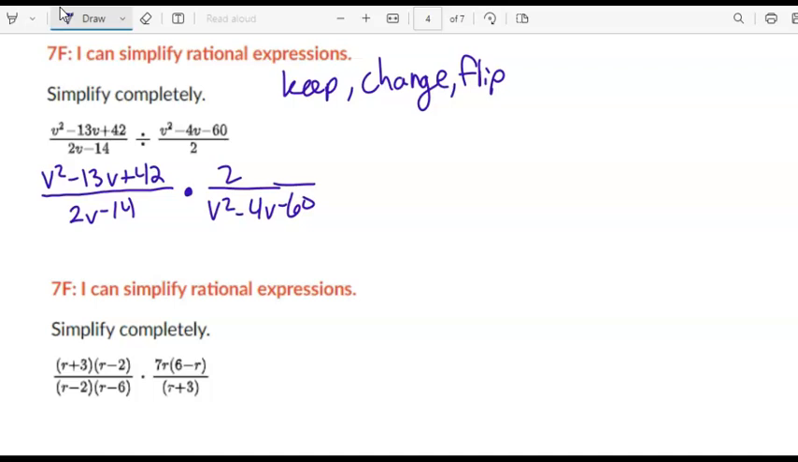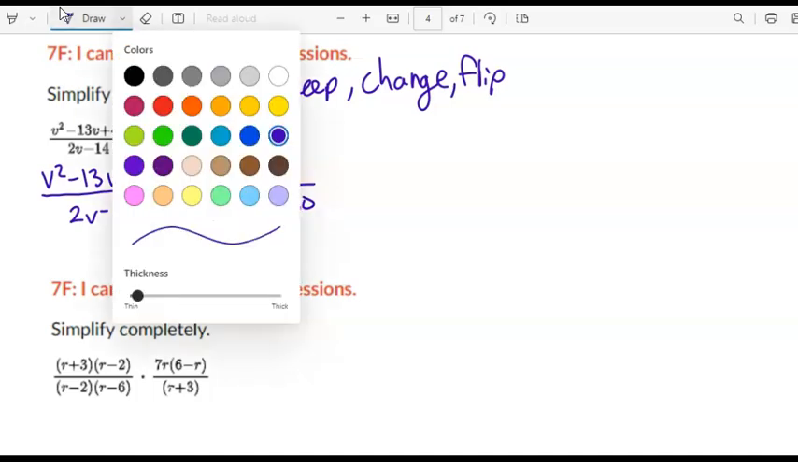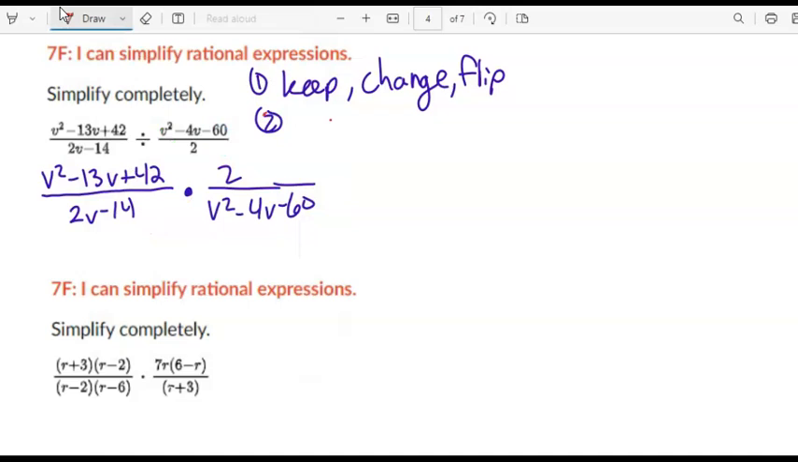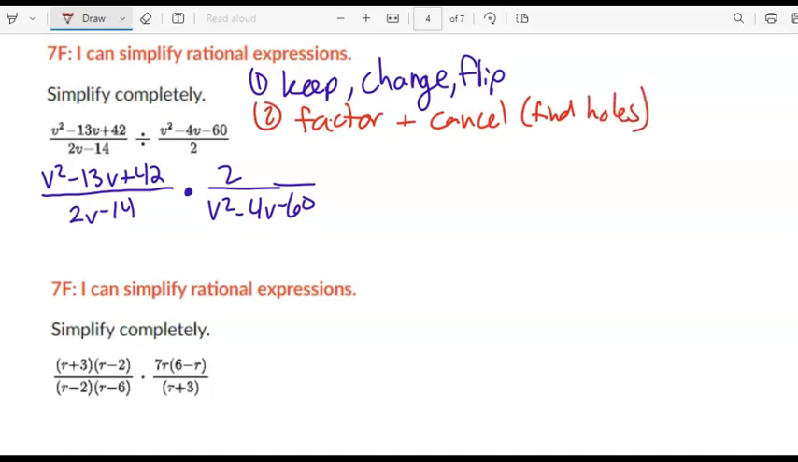Now from here, we do not want to start multiplying yet. If we do that, that will have a lot of unnecessary steps that you can avoid. The next thing you want to do is factor and cancel to find holes. So let's go ahead and factor these.